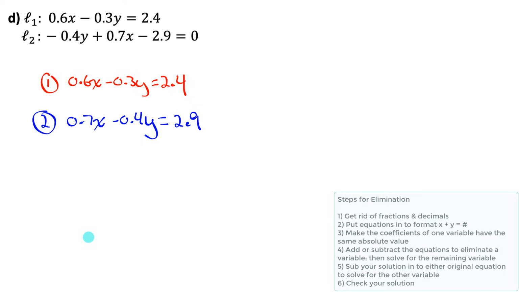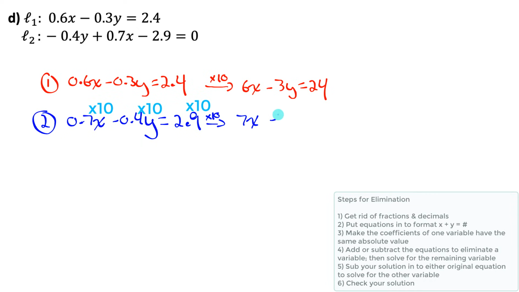Now I'm going to want to get rid of these decimals. Notice that all of the terms have a single decimal place. If I were to multiply both equations by 10, we would have only integer values left. There'd be no more decimals. So let's do that. I'm going to rewrite equation 1 beside itself, but I'm going to multiply it by 10. So that means I need to multiply all three terms in that equation by 10. So I'm going to get 6x minus 3y equals 24. And equation number 2, I'll also multiply by 10. And that would give me 7x minus 4y equals 29.